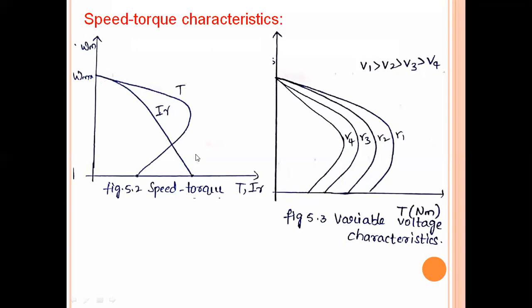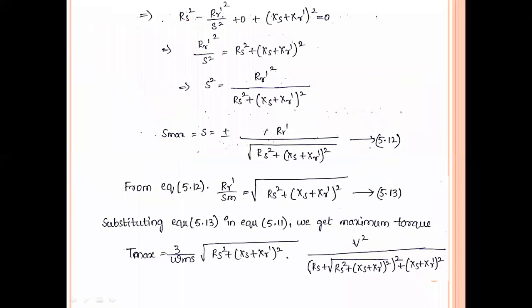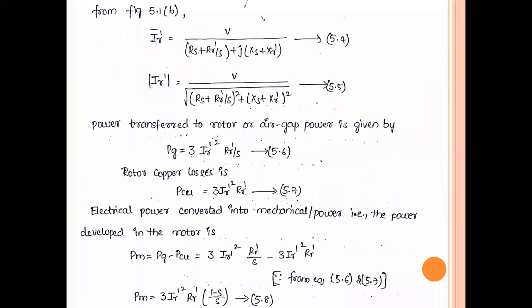And we have already seen the power equations, which is, I think, equation 5.8. We have seen the power equation right here. We have seen the maximum power equation that is developed at the rotor of the motor. So this power equation we have calculated only by considering the rotor copper loss.